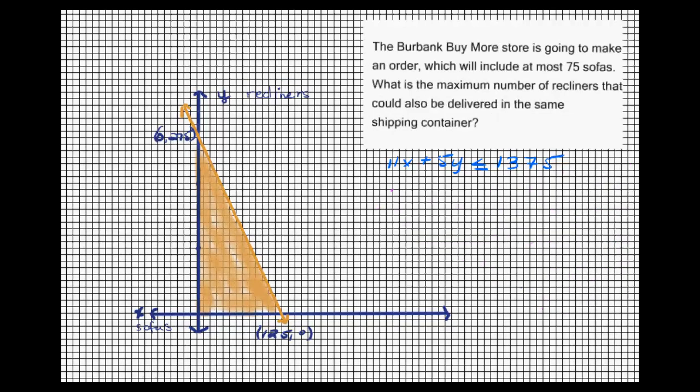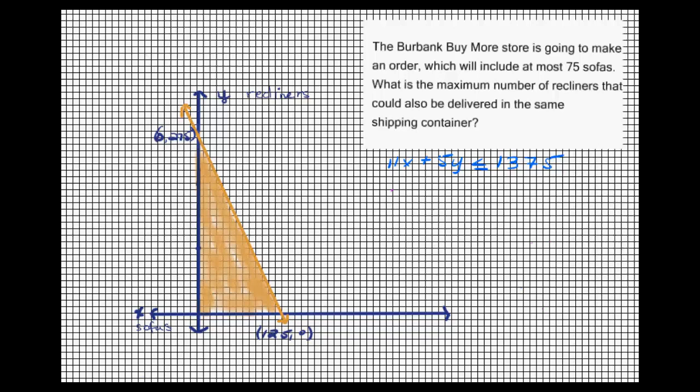Okay, our next problem requires a minimum or a maximum range, so you'll have to check your problem and see which one yours requires. This particular one wants to know what the maximum number is, so that's what we're going to be using. The Burbank Buy More store is going to make an order which will include at most 75 sofas. So what is the maximum number of recliners that could also be delivered in the same shipping container? And then we're going to need to describe their restrictions. This would add to our existing graph.